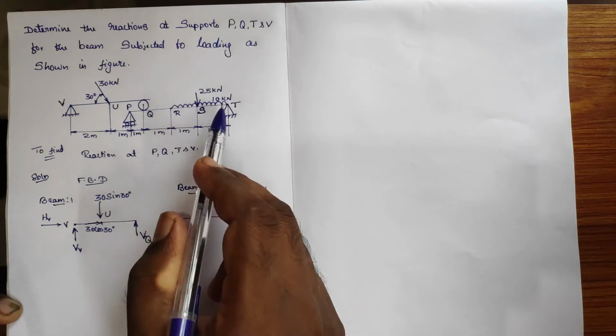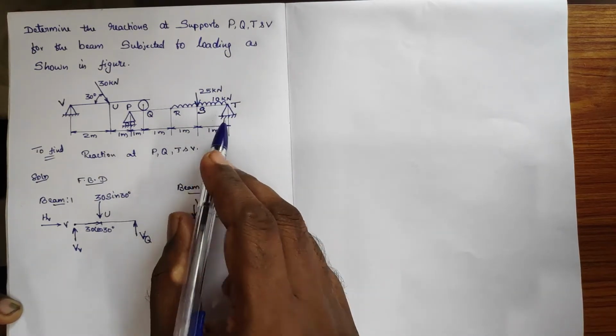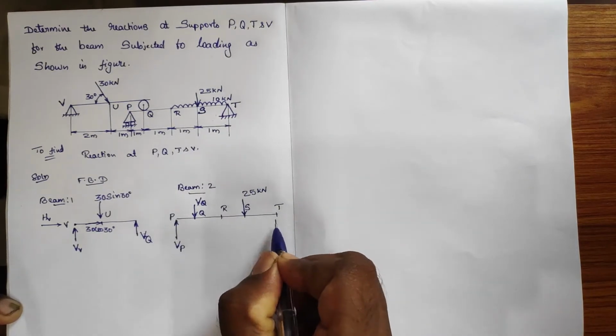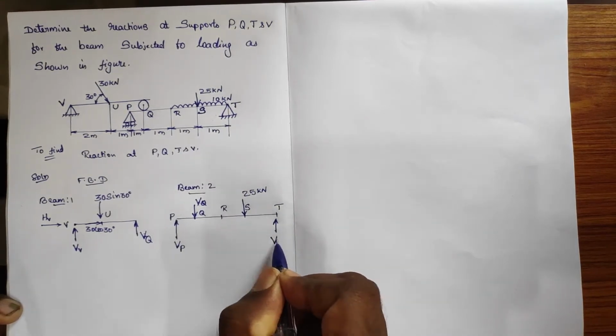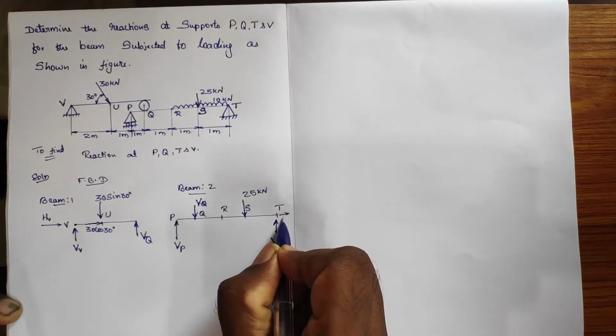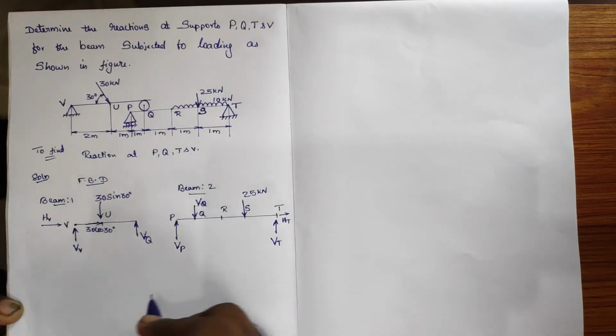And then at the end, hinge support at the T. So hinge support in the sense it experiences vertical and horizontal force. So vertical reaction will be there, Vt, and horizontal in the positive direction I'm going to take, Ht, right?